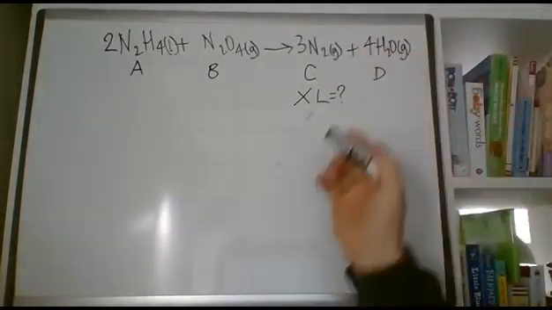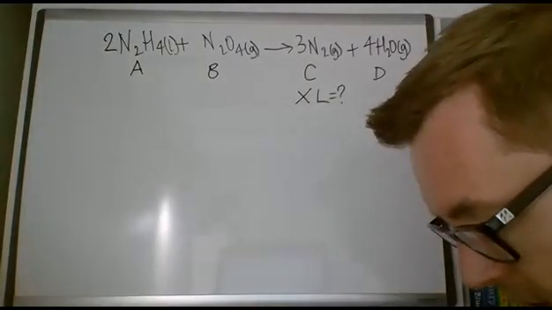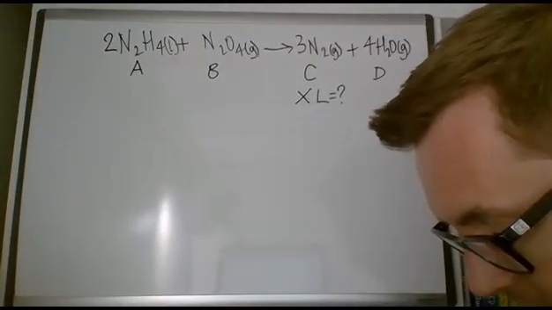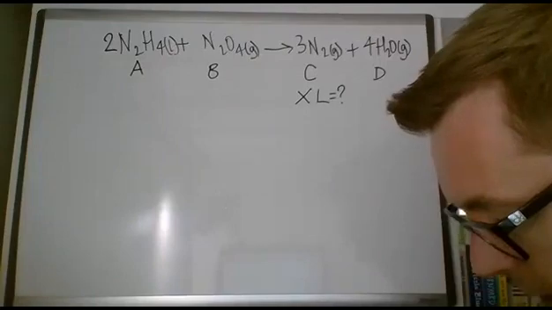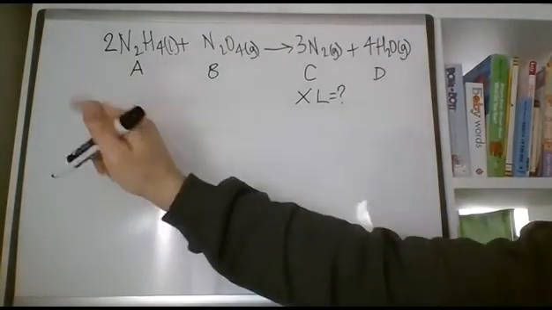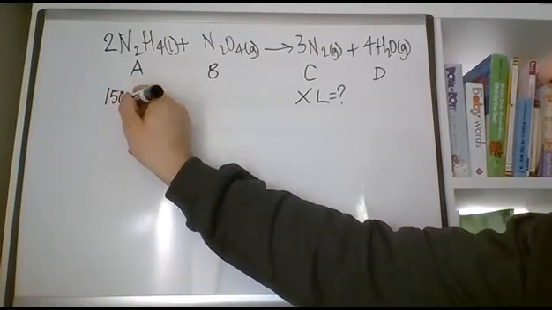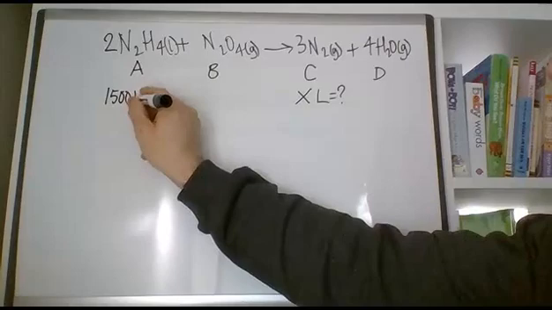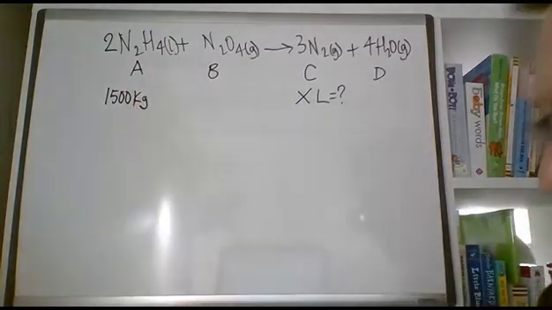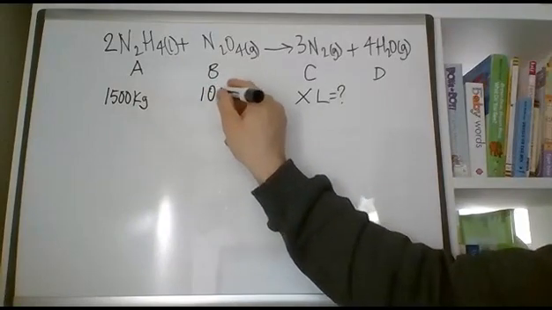Okay. So we have to calculate liters of N2, and we're given some input. We're told that we have 1,500 kilogram of this chemical, and we're told that we have 1,000 kilogram of this chemical.